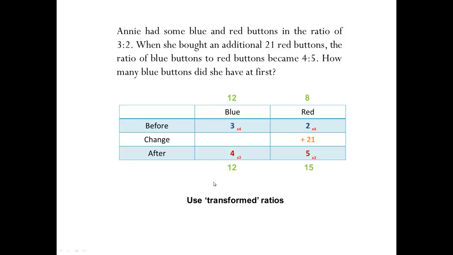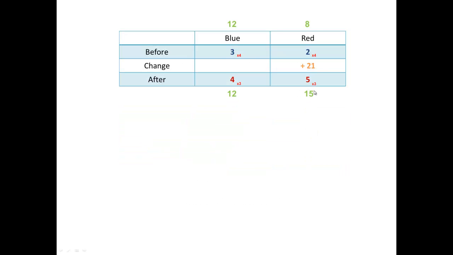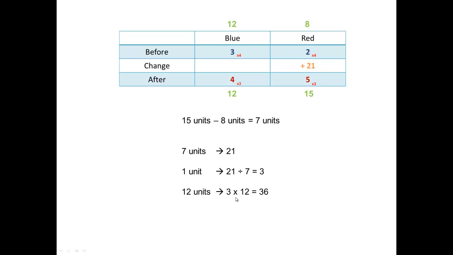We are now ready to solve the problem. Now we note that there are 15 units after and 8 units before. So the change must actually represent 15 units minus 8 units, or 7 units. So we have 7 units equivalent to 21. 1 unit will be 21 divided by 7 to give us 3. Since we are interested in the number of blue buttons initially, there will be 12 units. We have our required answer: 12 units is 3 multiplied by 12 to give us 36.